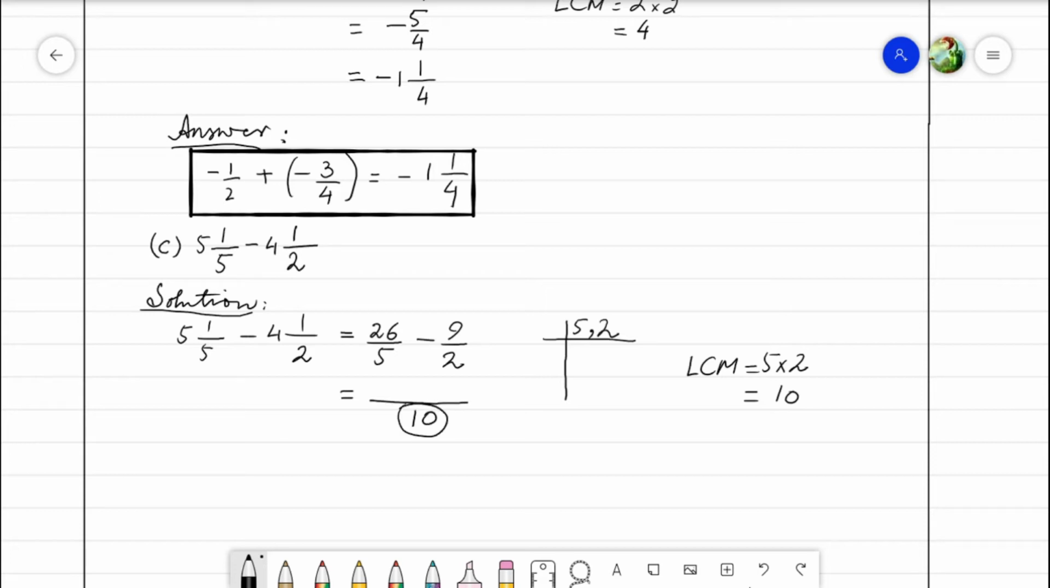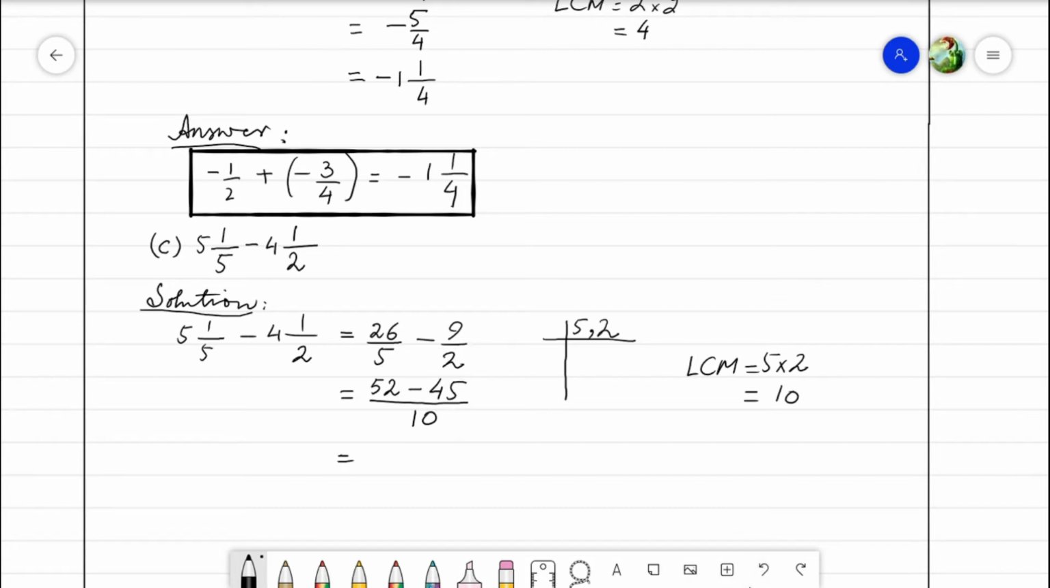Now I will divide this 10 by 5. 2 would be our answer, and 2 multiplied by 26, what would it be? 2 multiplied by 26 is 52. So I will write here 52, and minus as it is. Now I will divide this 10 by 2. What would be our answer? 2 5s are 10. A small 5, and 5 multiplied by 9. What would it be? 5 9s are 45.